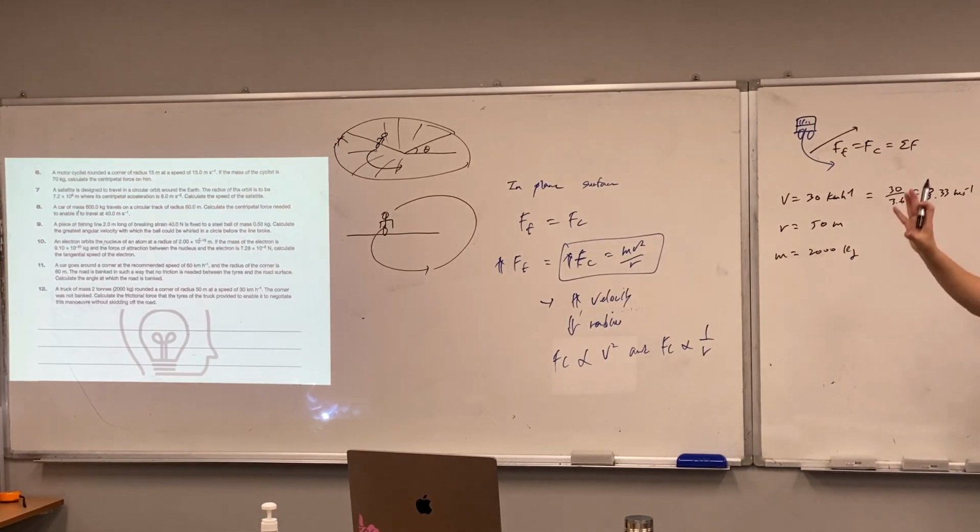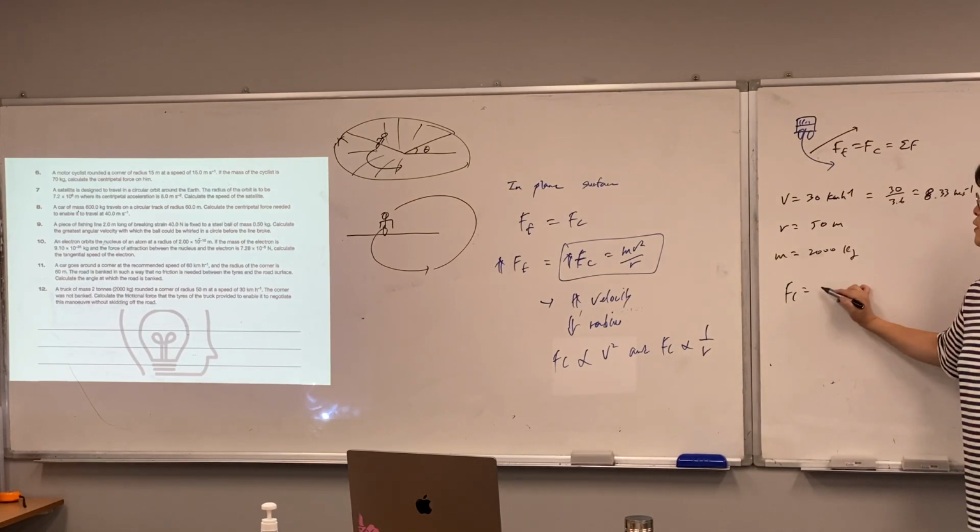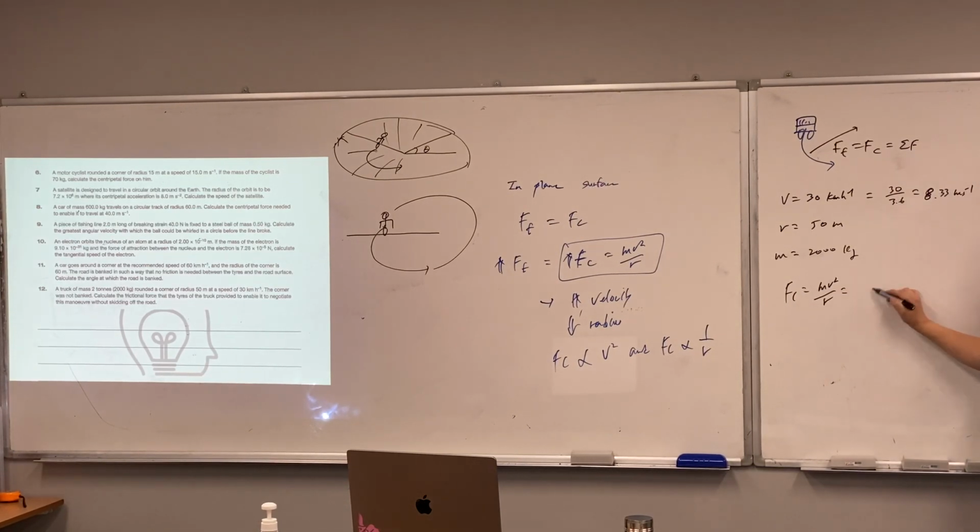Combining all that to find the centripetal force, F equals mv squared over r. That is 2,000 times that velocity, 8.33 squared, divided by the radius, 50. Then you'd get 2,777.8 newtons towards the center. This means that this much frictional force is required to enable the truck to make a turn on a 50 meter track.